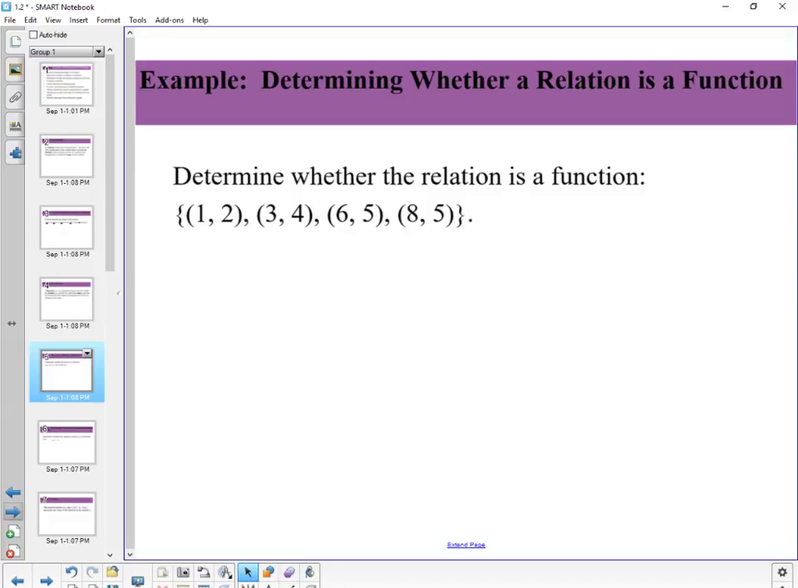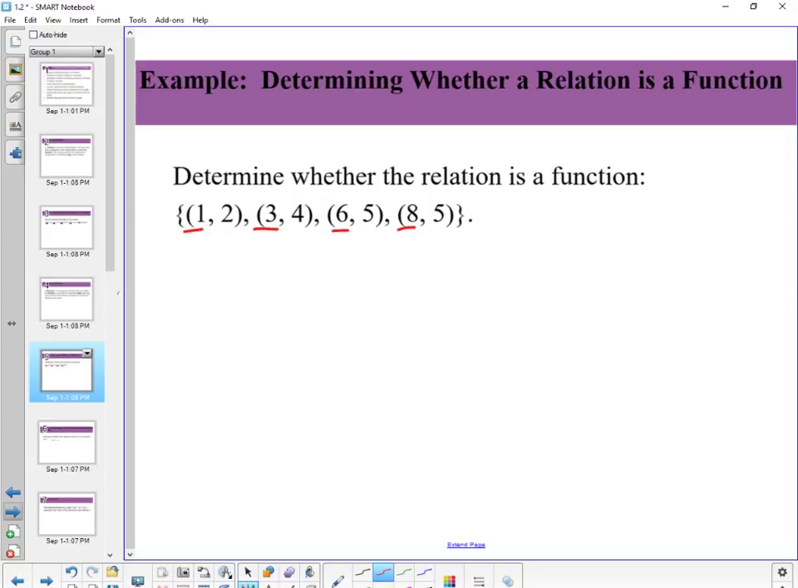Same thing. Is this a function? Well, I only have to worry about the guys, right? So here's what I'll do: I'll go through and scan all the x's. Do any of them repeat themselves? No. If they do not repeat, then there's no possibility that they're going to be matched up with a different y. So at this point, we're good. We call it a function and we move on.